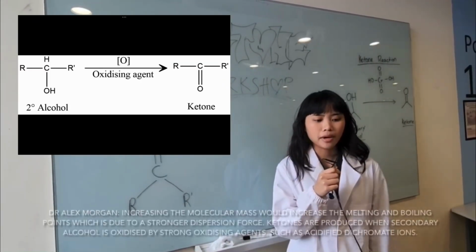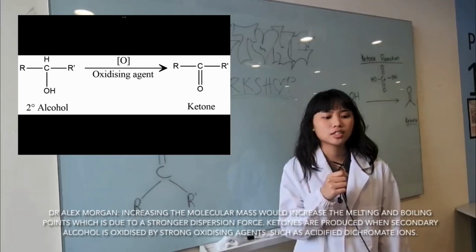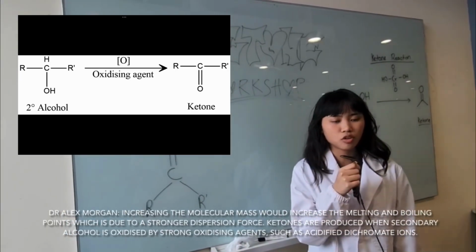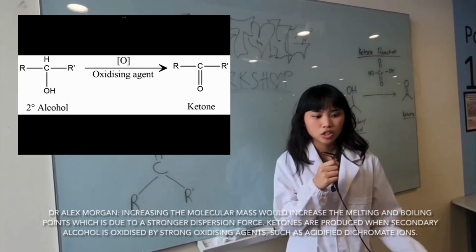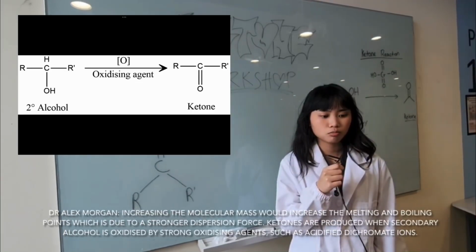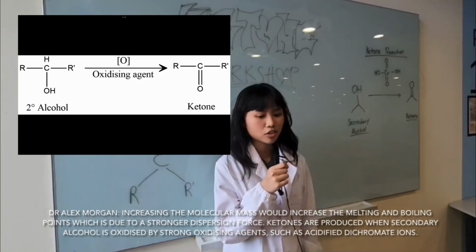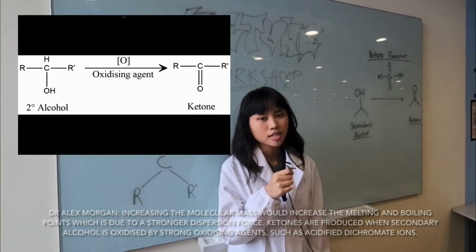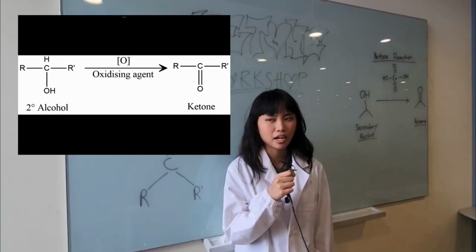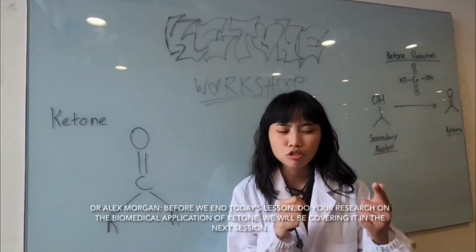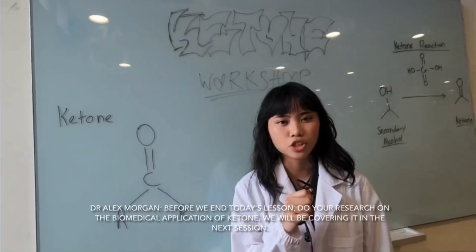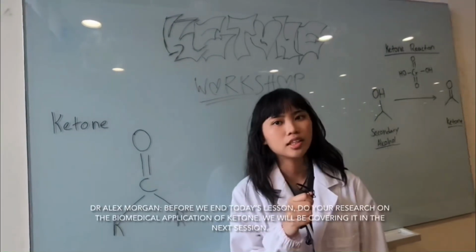The molecular mass will increase the melting and boiling points. This increase is due to a stronger dispersion force. Ketones are produced when secondary alcohol is oxidized by strong oxidizing agents such as acidified dichromate ions. Before we end today's session, do your research on the biomedical applications of ketones. We will be covering it in the next session.